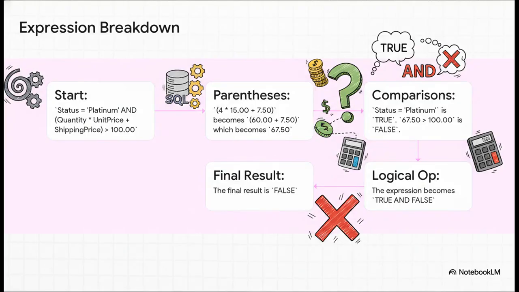And this is a perfect way to see it in action. Look at that starting expression. SQL doesn't just go left to right. First, it dives right into those parentheses. It does the multiplication before the addition, so we get 67.50. Okay, step 1 done. Then it checks the comparisons. Is the status platinum? Yep, that's true. Is 67.50 greater than 100? Nope, that's false. So now our whole expression has been boiled down to true and false. And since AND needs both sides to be true, the final answer is false.